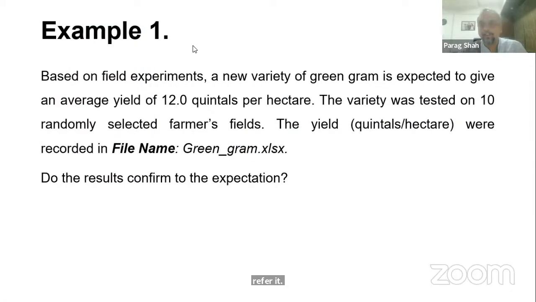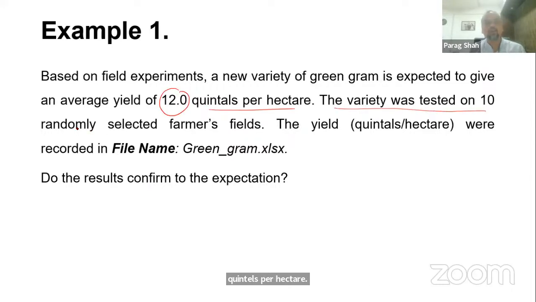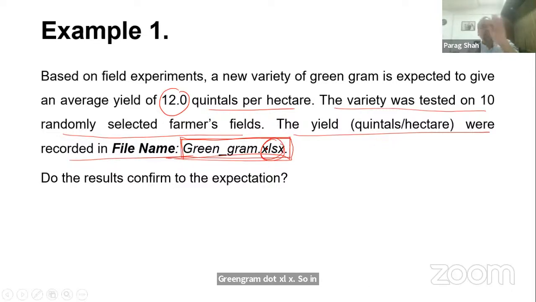Chalo, we are starting with a small data. I want everyone to understand it. Based on the field experiment, a new variety of green gram is expected to give an average yield of 12 quintals per hectare. The variety has been tested on 10 randomly selected farmers' fields. The yields were recorded in the file. So I have given you a file called greengram.xlsx. In the Excel file, the data is sent to you. You can right now also open SPSS and do it, or else I'll explain it one by one.